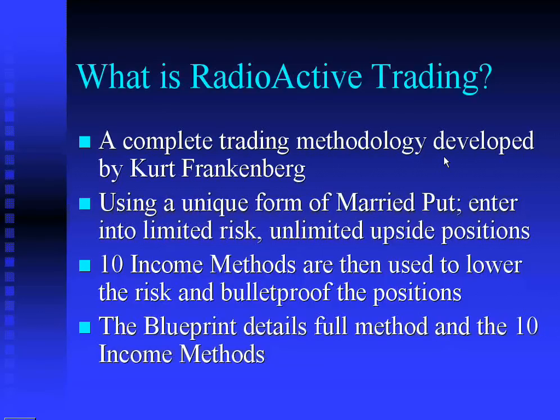Now, what he did at that point, instead of giving up, is he realized that that money had to go somewhere, so he kept researching other ways to trade. And what he developed was a unique form of using a married put position, long stock and long put, to enter into limited risk, unlimited upside profit potential positions. In addition to that, there are also 10 different income methods. Once the married put position has been entered, there are 10 different adjustments that can be made using different option strategies to lower the initial at-risk amount and potentially bulletproof the positions.